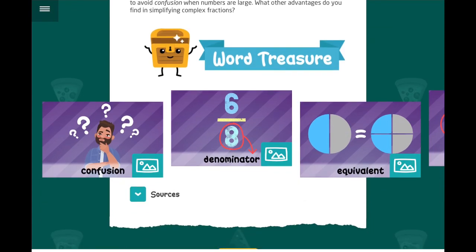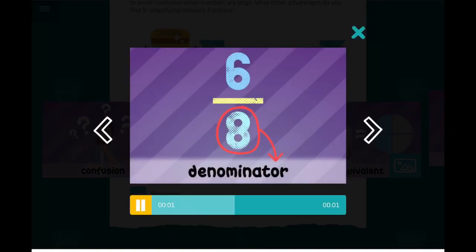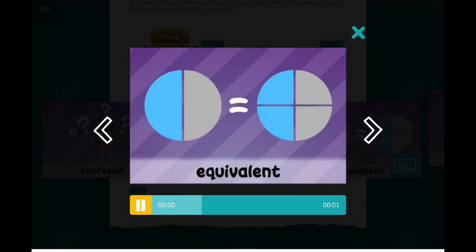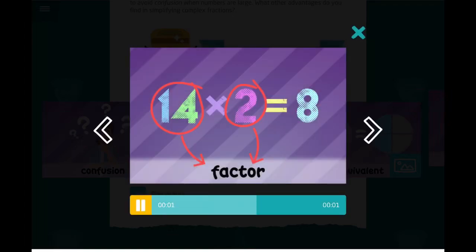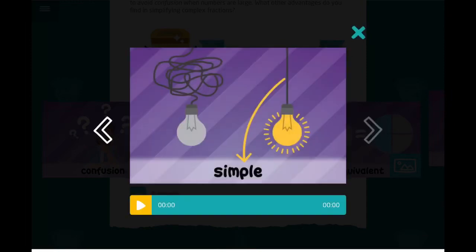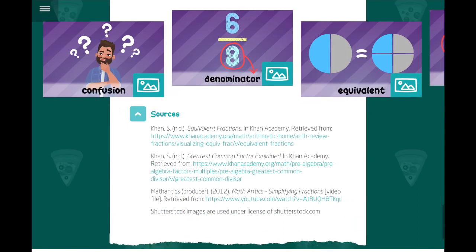Now guys, let's read this word treasure. Confusion, denominator, equivalent, factor, numerator, simple. Like I always say, please check those sources. They give you more information related to fractions. So now, let's continue.